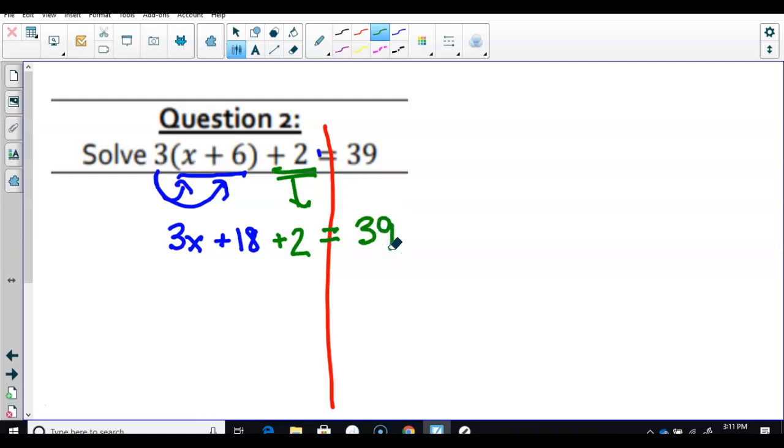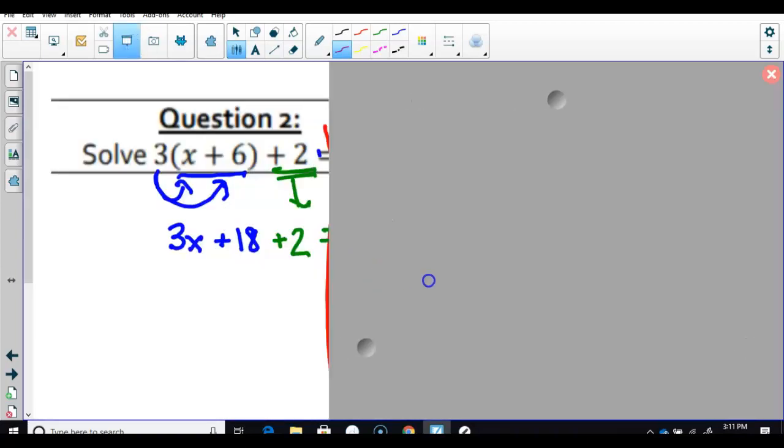Now I have to get x by itself. But before I do, I want to simplify both sides of the equal sign first. When I say simplify both sides, you look at them separately. So I'm only going to look at this side right now and combine like terms on this side. 18 plus 2 gives me 20, and so 3x plus 20.